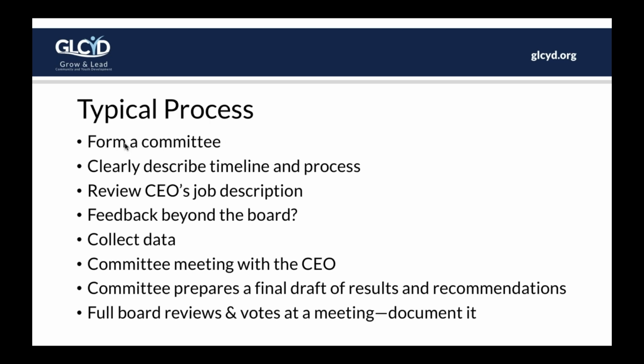So what does a typical process look like? Well, the first step is to form a committee. The board chair doesn't want to be doing this process alone, or with two people. There should be a small committee formed, and who's on that committee might be spelled out in your bylaws, but most organizations use their executive committee. So you'll work together to come up with a timeline and when it will be conducted. Work with your CEO on that.